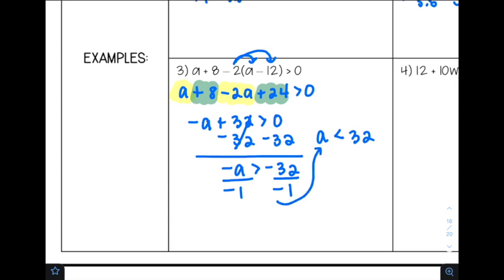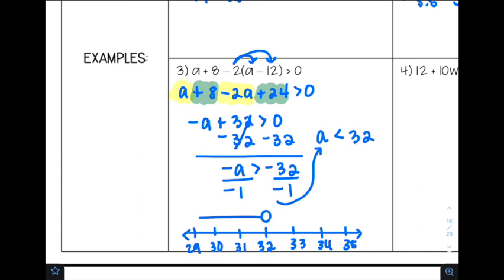I want to graph, so I want to leave some room. So here is my number line. So it is an open circle over 32, and it's less than, so we're going to the left. And that would be my graphed inequality on a number line.